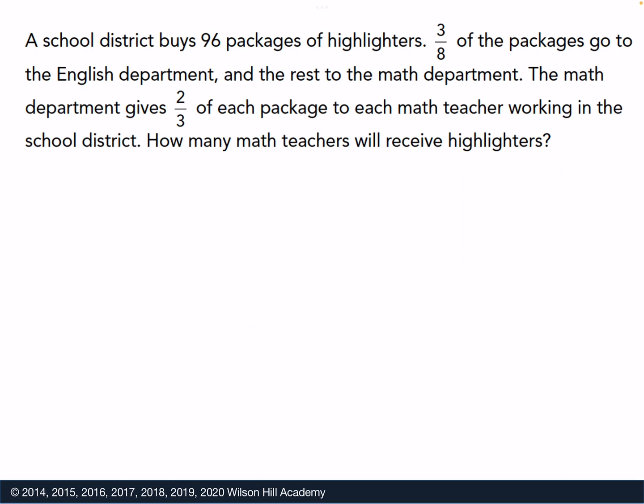This brings us to our last type of problem, which is a multi-step problem. A school district buys 96 packages of highlighters. 3/8 of the packages go to the English department and the rest to the math department. The math department gives 2/3 of each package to each math teacher working in the school district. How many math teachers will receive highlighters?